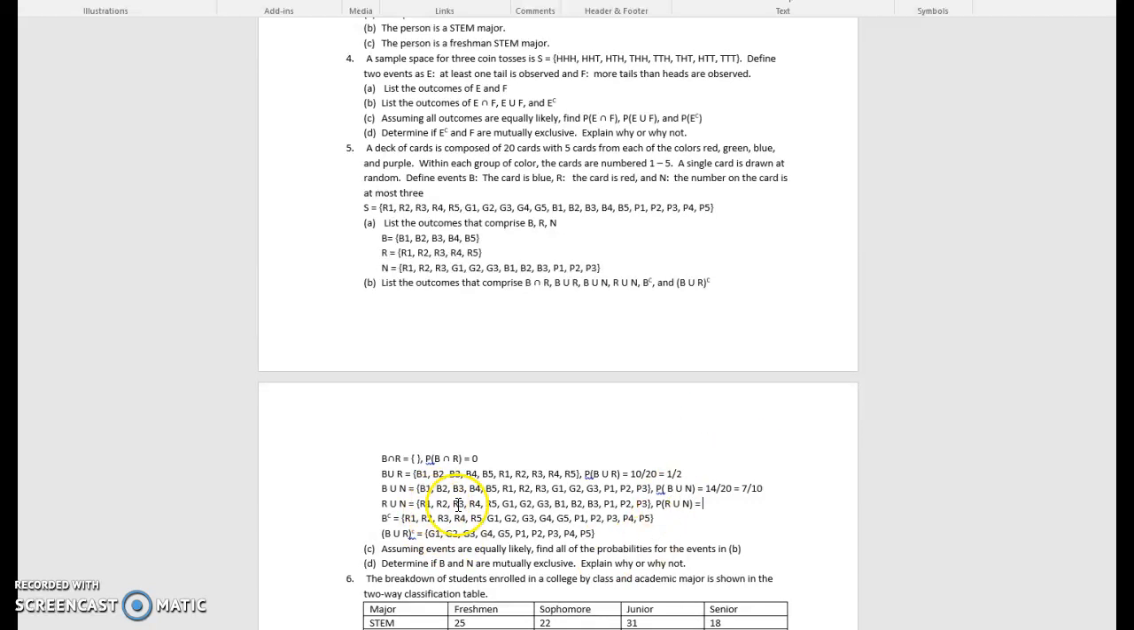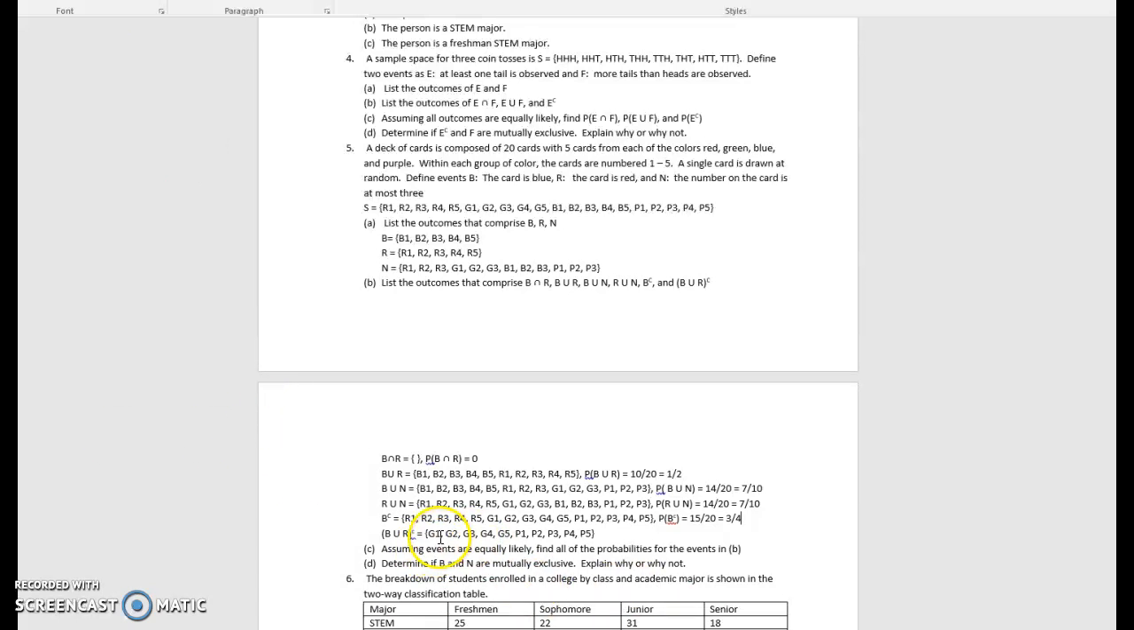Alright, so if we look at that, we have 5, 6, 7, 8, 9, 10, 11, 12, 13, 14 again. So 14 out of 20 again. And then if we look at B complement, 1, 2, 3, 4, 5, 6, 7, 8, 9, 10, 11, 12, 13, 14, 15 elements. So probability of B complement is going to be 15 out of 20, which reduces to 3/4, or 0.75 if you make it a decimal.